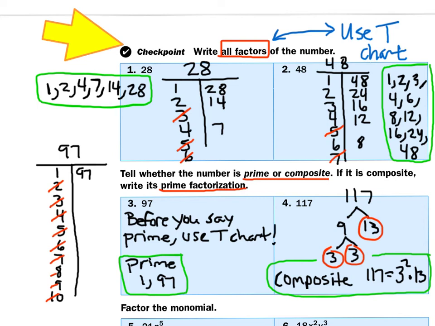Take a look at 117. Again, you might think, that looks like it's prime. But if you try it, remember, add up the digits. 1 plus 1 plus 7, that would give me 9. So I know 9 goes into the number. So when I broke it apart, I used 9 and 13. Of course, 13 is prime, 9 is not. So I broke that apart, 3 times 3. So this is definitely a composite number because, and we did the prime factorization, it's 3 to the second power times 13.